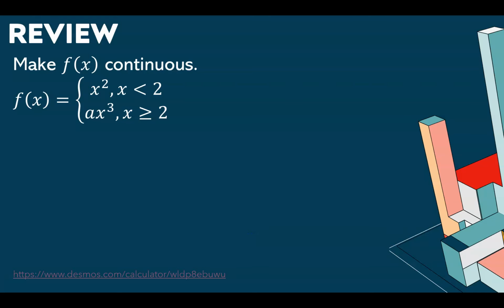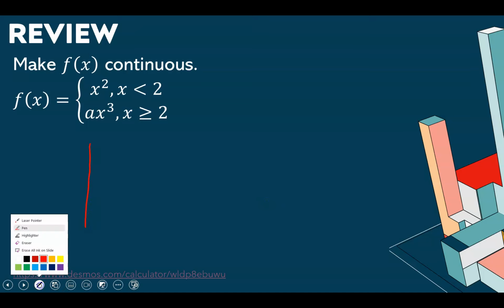So algebraic limits rely on continuity. So you need to use the calculus definition of continuity, or at least that's what's going on in our head. So let's review. f is x squared when x is less than 2. So a parabola, and I guess we know that parabola.